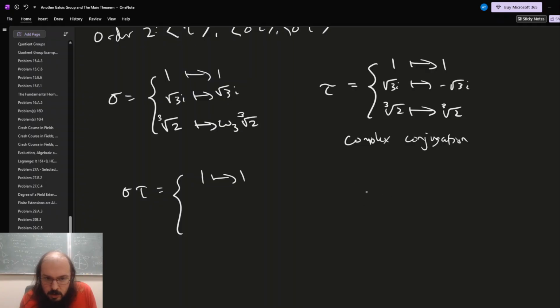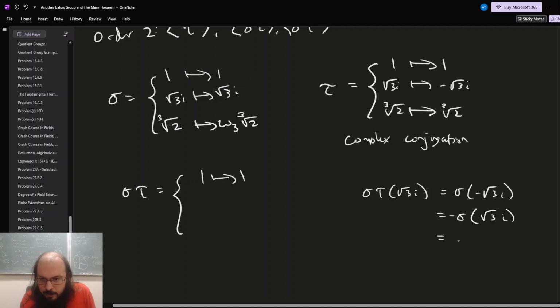Let's come over here and calculate it. So sigma tau of the square root of 3i. Well, tau is complex conjugation, so this becomes minus the square root of 3i. The minus sign comes out because sigma is a field automorphism and it respects multiplication by -1. And sigma fixes the square root of 3i. So this gives me minus the square root of 3i.